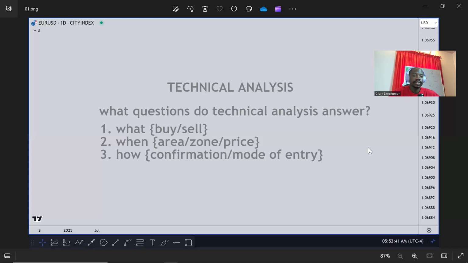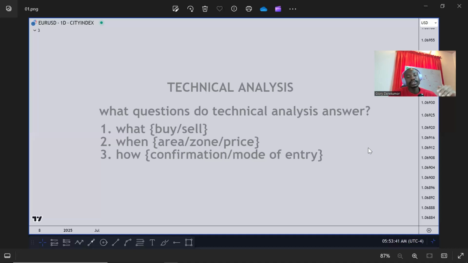Okay, now the last question that technical analysis answers for us is how. How are we going to be entering the market? What confirmations do we need to see before we decide to enter the market? And apart from the confirmations we need to see before we enter the market, what's going to be the mode of our entry? Are we going to be entering based on instant execution, or are we going to be entering based on pending orders? Talking about things like your buy limit, buy stop, sell limit, and/or sell stop. Okay, so these are the questions that technical analysis answers for us.